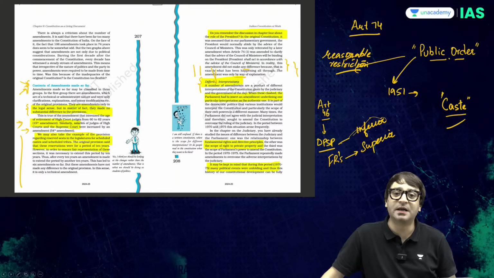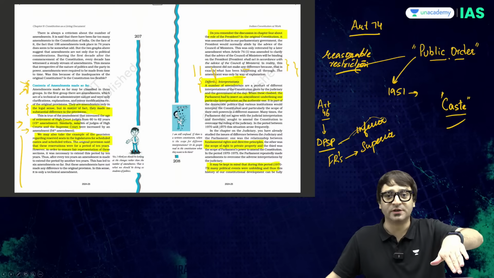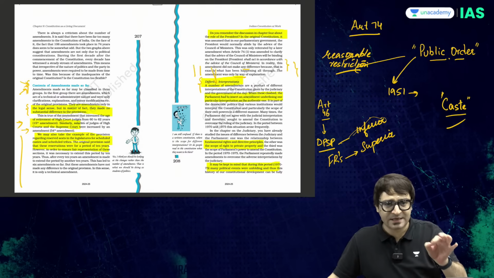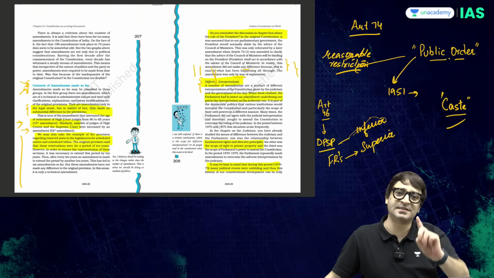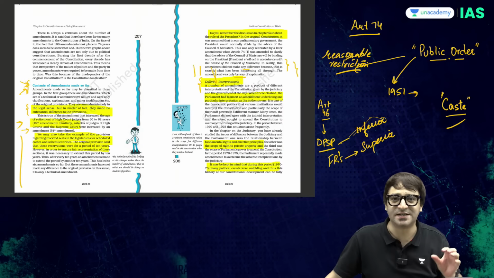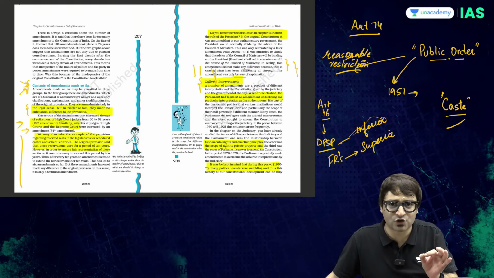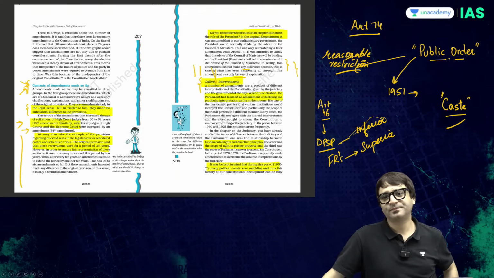Then how did the Parliament react? Parliament amended the Constitution and added Article 15 Clause 4 to the Constitution to say that this is the power of the state. It can reserve seats for socially and educationally backward classes of citizens, including SCs and STs.